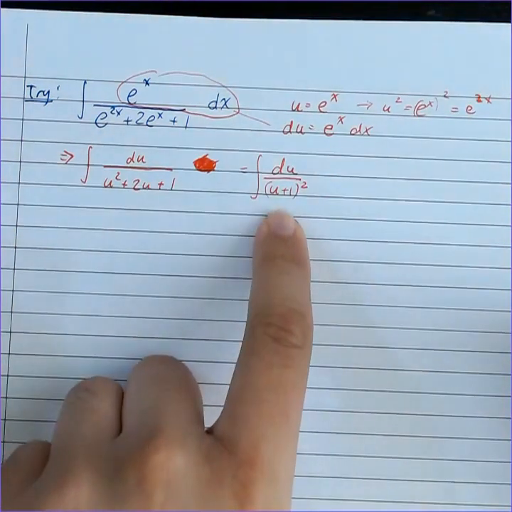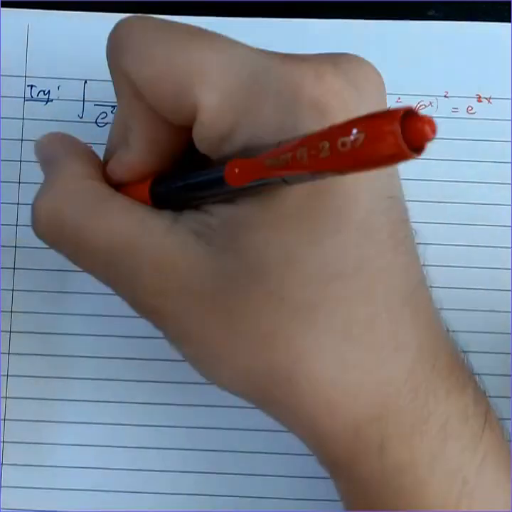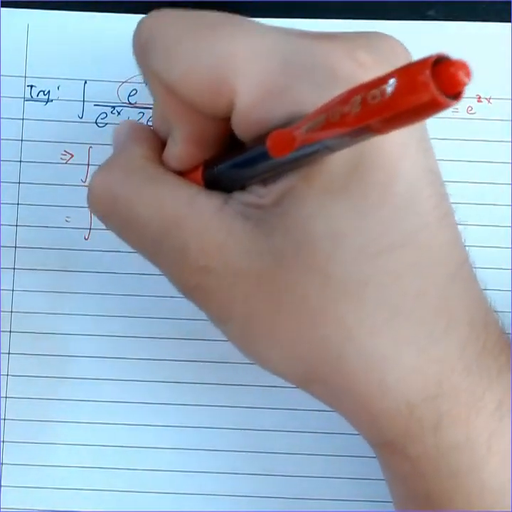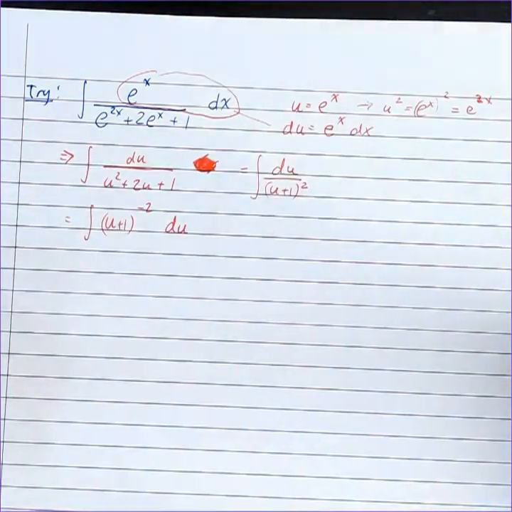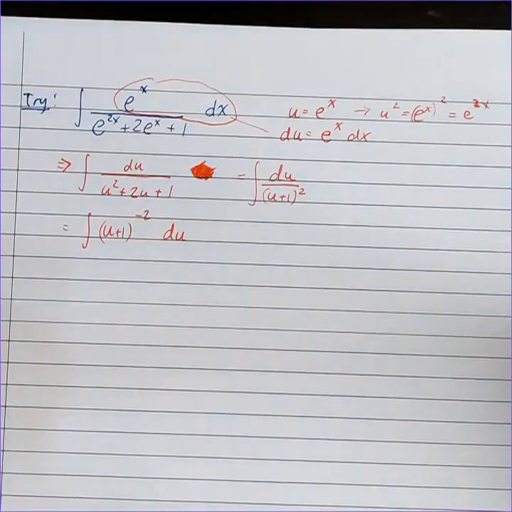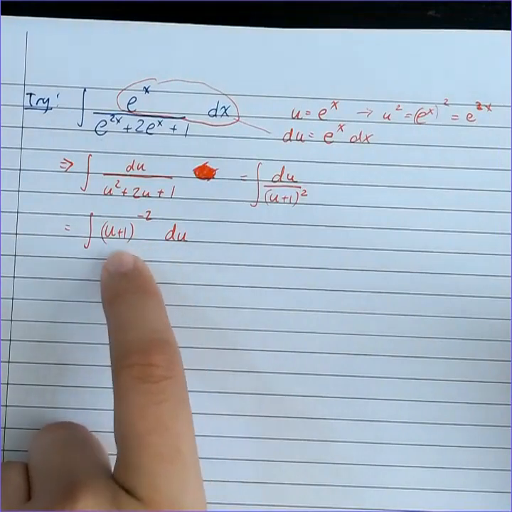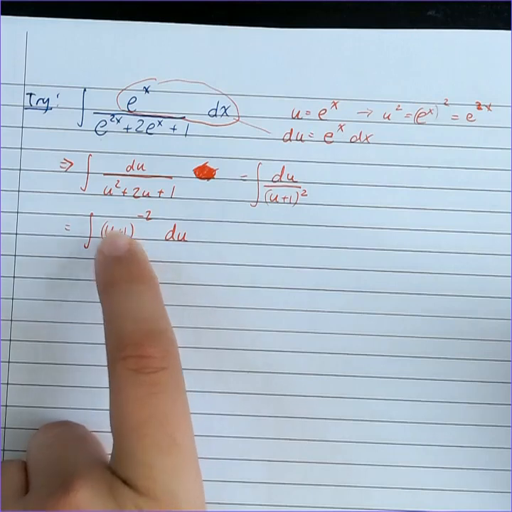But now, if u plus 1 is being squared, I can also write that as the integral of (u plus 1) to the minus 2 du. And that's something I know how to do. Now, in this case, you can just use the power rule. Some people are going to want to substitute here again, and that is fine.